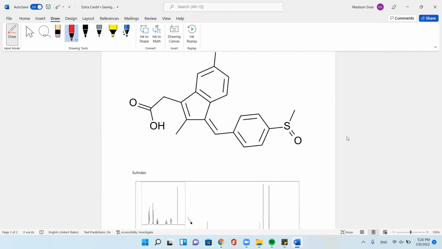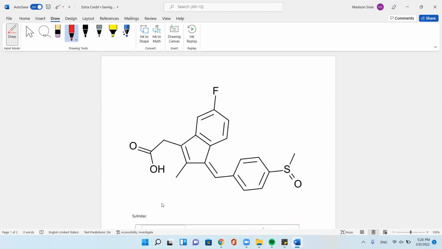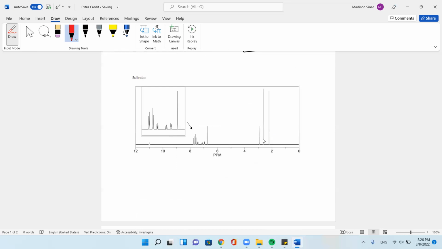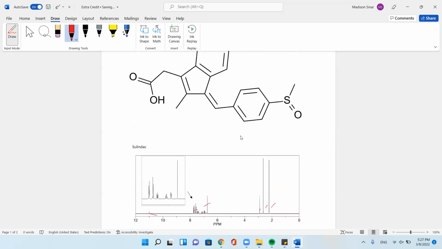So this is the structure for Sulindac. It's a non-steroidal anti-inflammatory drug, so this has biological and pharmaceutical applications. If we start with our step-by-step, the first one was always the amount of signals. So if we look down here, we have 1, 2, 3, 4, 5, 6, 7, 8, 9, 10 signals. Here, I can mark these. So that means we're going to have 10 sets of identical hydrogens.